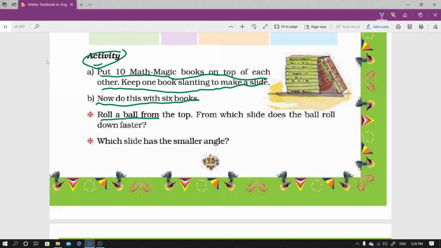Roll a ball from the top. From which slide does the ball roll down fast? Which slide has the smaller angles?